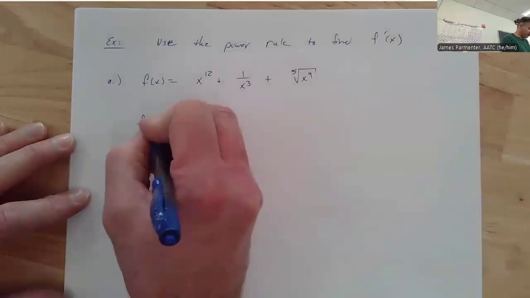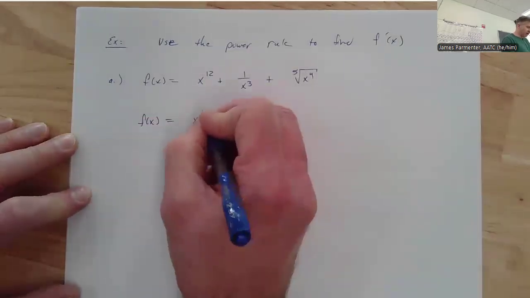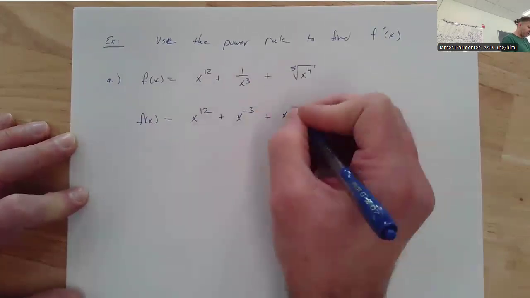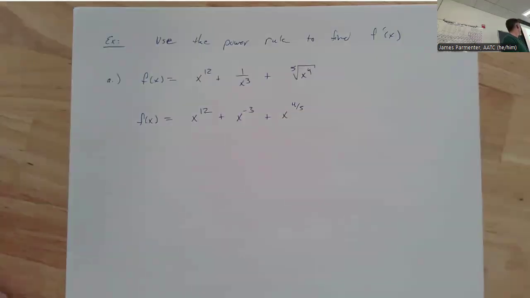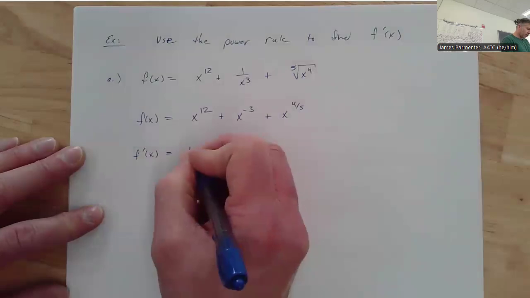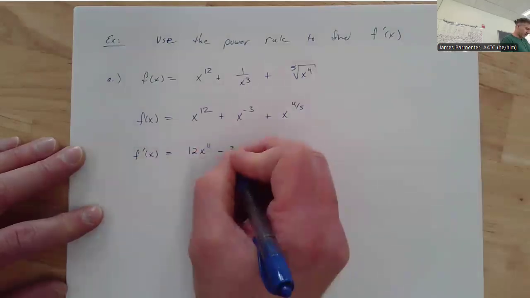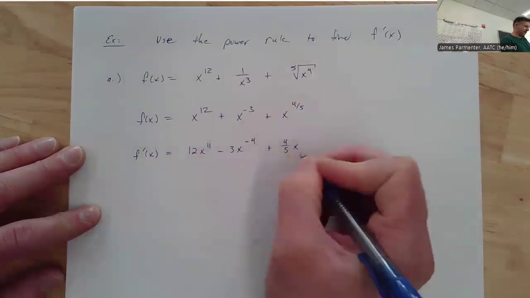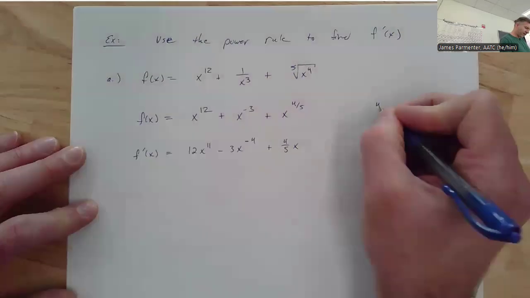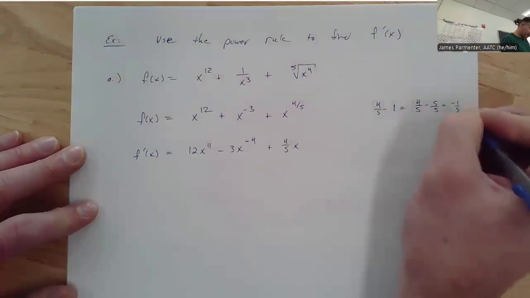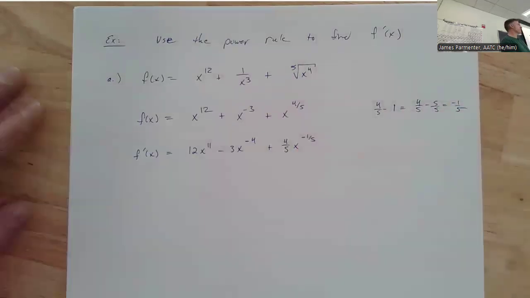So just simplifying, I'm going to have f of x equal to still x to the 12th, but this is going to be x to the negative third. This is going to be x to the 4/5 power. And now we've got each x to a power, so we can take the derivative really easily and get f prime of x equal to 12 times x to the 11th minus 3 times x to the negative fourth plus 4/5 times x to the 4/5 minus 1, which is 4/5 minus 5/5, which is negative 1/5. And that's your answer.